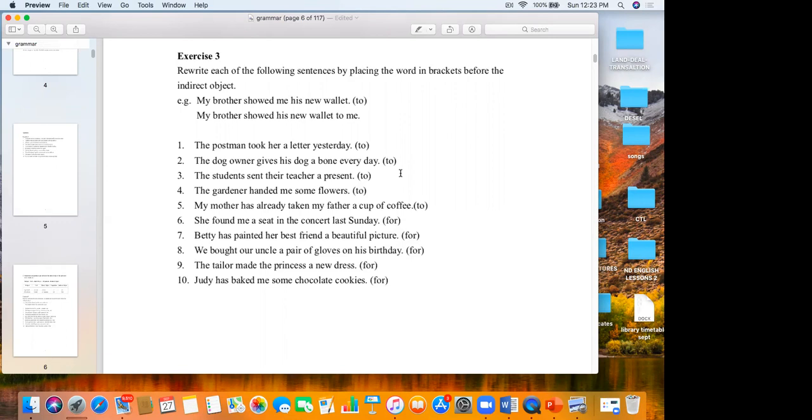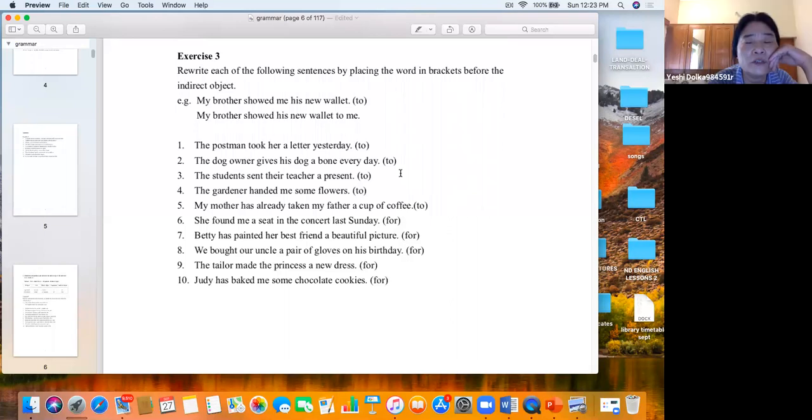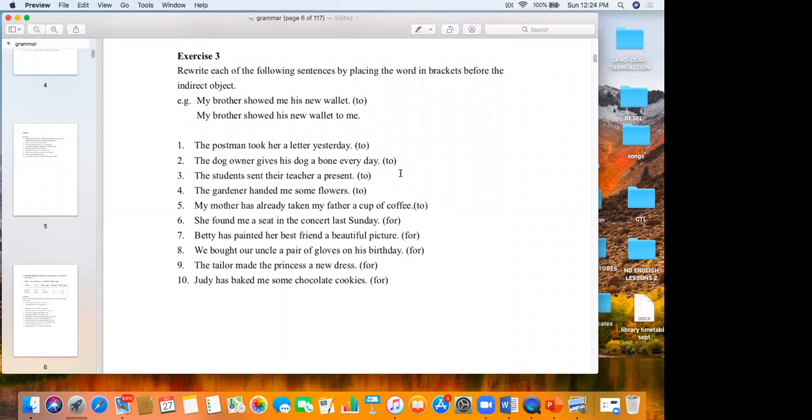The gardener handed some flowers to me. Yes. The gardener handed some flowers to me. Handed means give. All right. What about number 5?